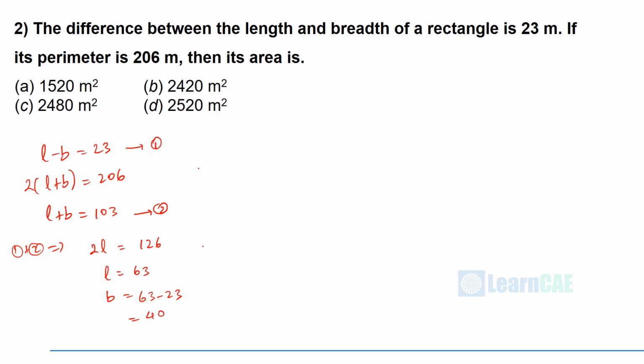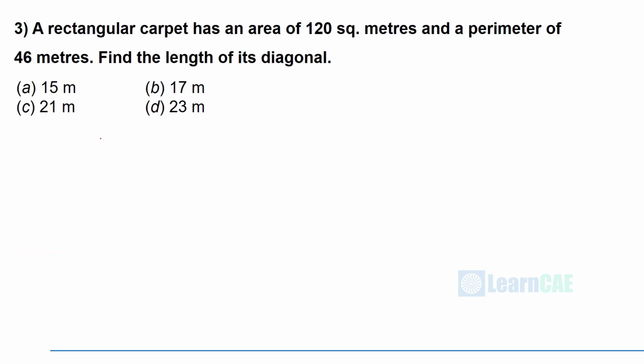So now we have to find out the area. Area is nothing but length into breadth. Therefore, L into B is 63 into 40. We will multiply directly. We will add 1 0 here. 3 4s are 12, 6 4s are 24, 25. So the answer is 2520 meter square, D. Okay. We will solve the next problem.